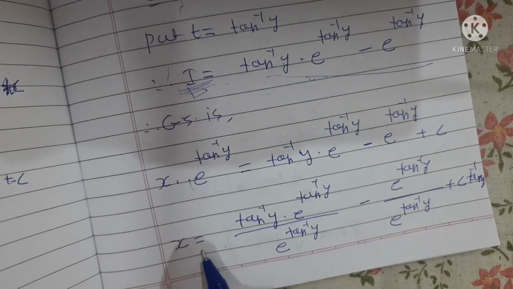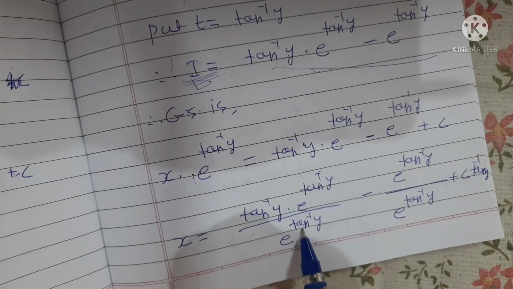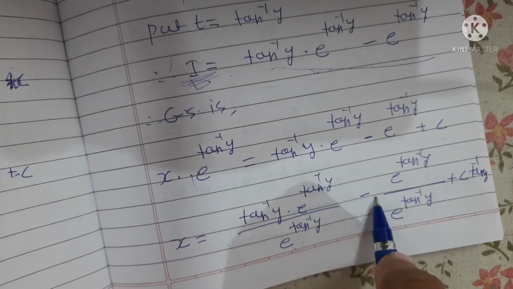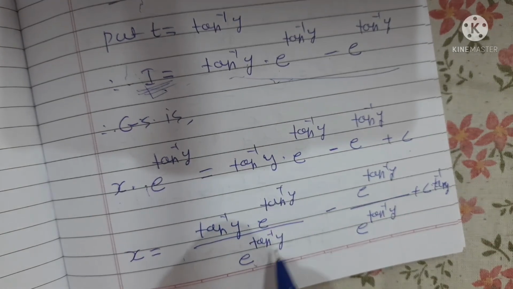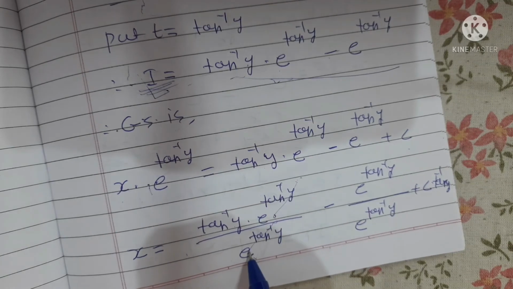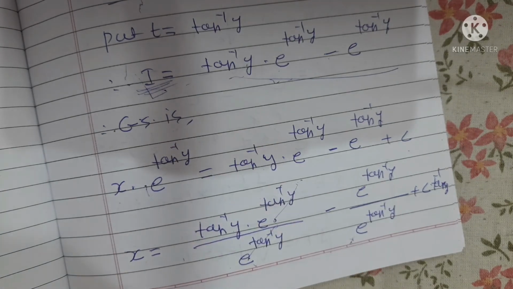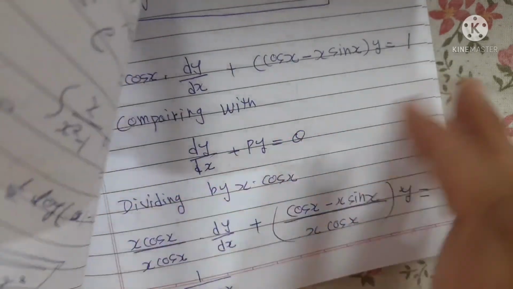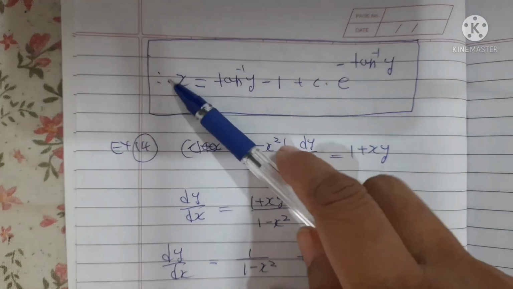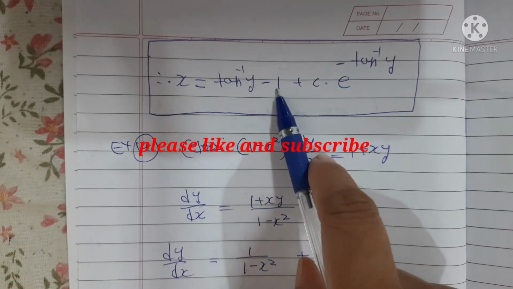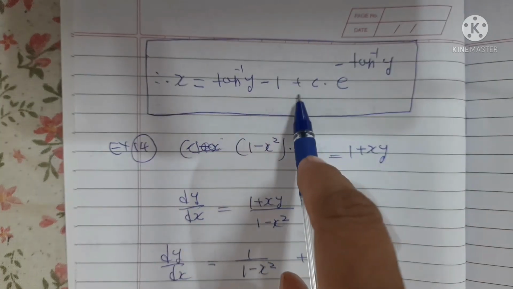Therefore x is equal to, dividing the whole equation by e raised to tan inverse of y, tan inverse of y into e raised to tan inverse of y minus e raised to tan inverse of y upon e raised to tan inverse of y, plus c into e raised to minus tan inverse of y. Now e raised to tan inverse y and e raised to tan inverse y get cancelled, and again they get cancelled. Therefore after cancelling the common terms, we get x is equal to tan inverse of y minus 1 plus c into e raised to minus tan inverse of y. This is our final general solution.